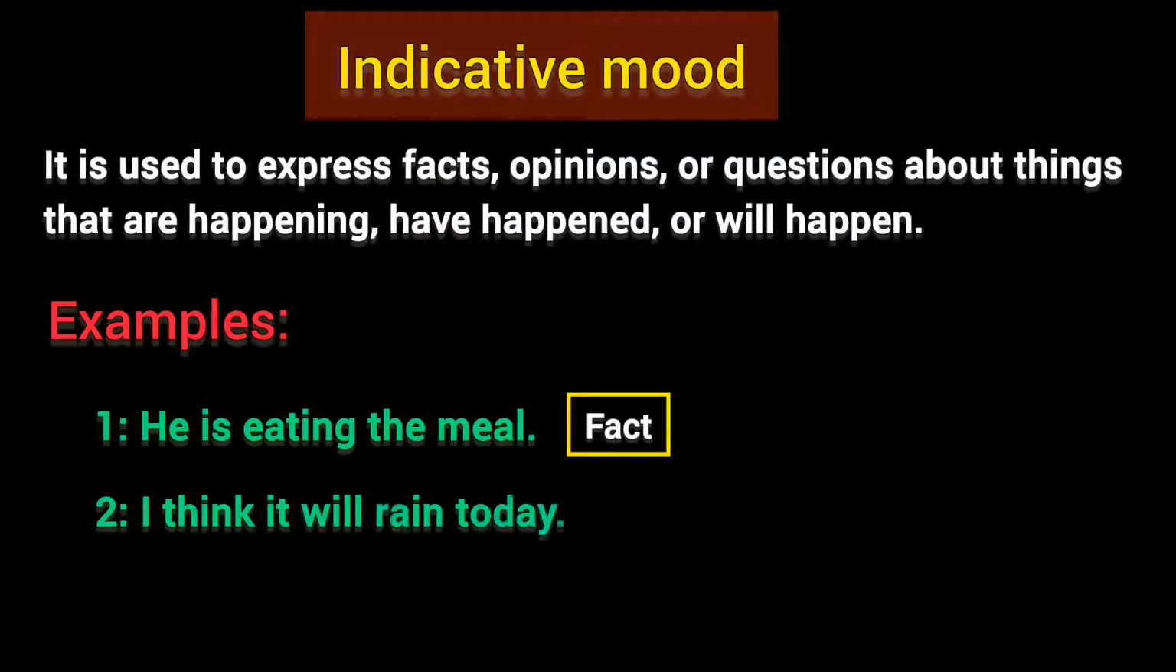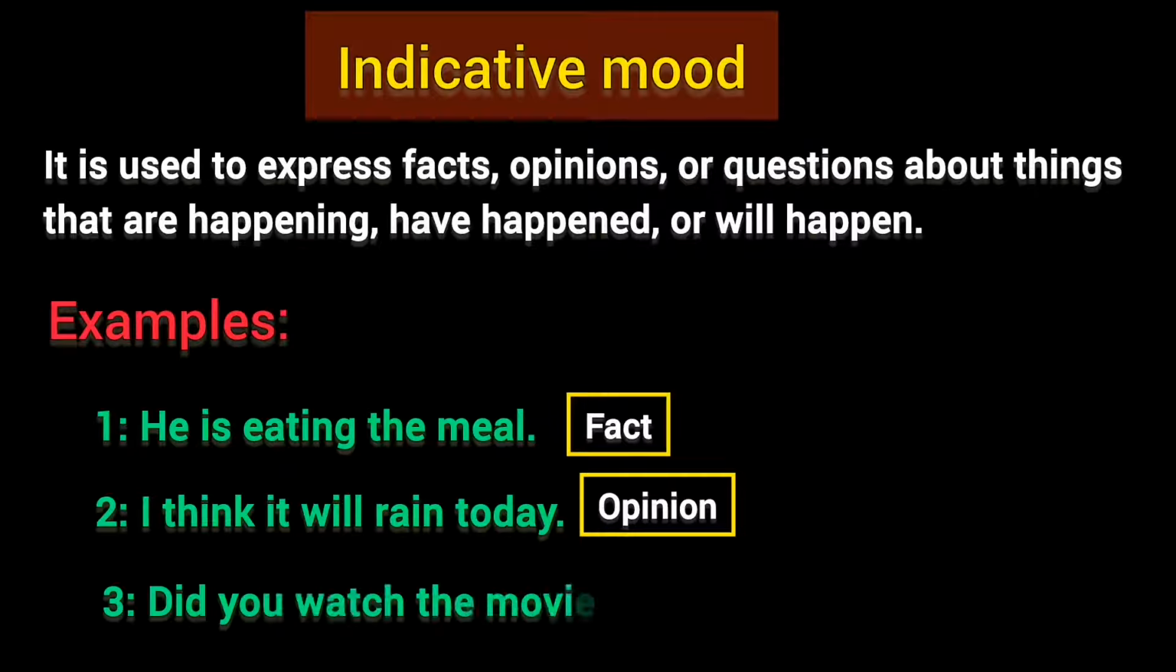I think it will rain today. This is another example of indicative mood. Here the verb, think, shows opinion. Basically, it may rain or may not, but it is my opinion that it might rain today. So, this is another example of indicative mood which shows opinion.